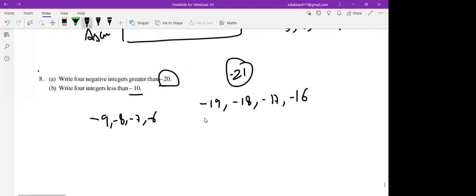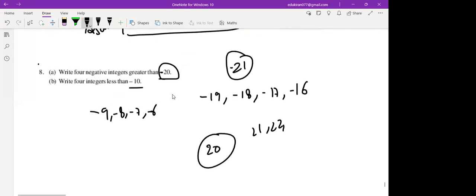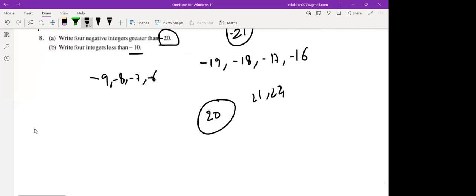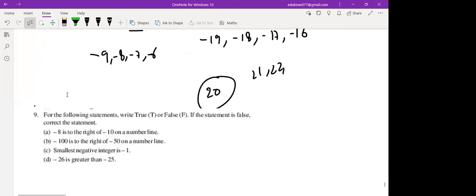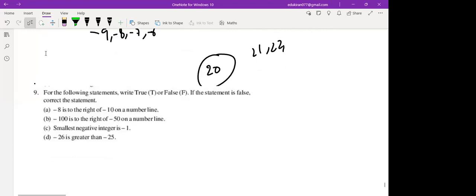6th grade now. They will not ask you the numbers greater than 20, so that you can write 21, 20 to 23. That's why they've given negative here, because now they are giving you a twist. Okay? Yes, ma'am. Now let's just come to the next one, the 9th one. Quickly do this.